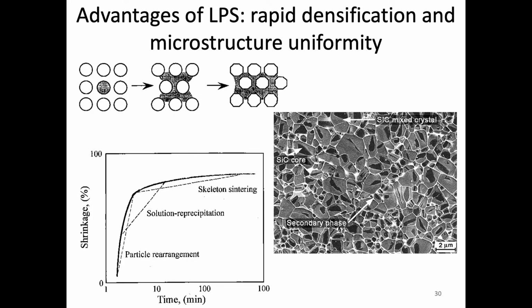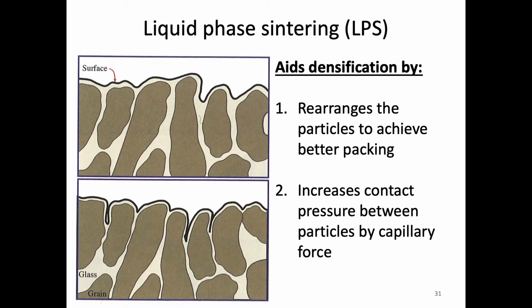And so this curve here shows the shrinkage, another way of looking at densification versus time. It really shows here that the initial stages cause a lot of shrinkage, which means that we get rapid densification. So that's important for this type of sintering. All right, so let's look at how this does it.